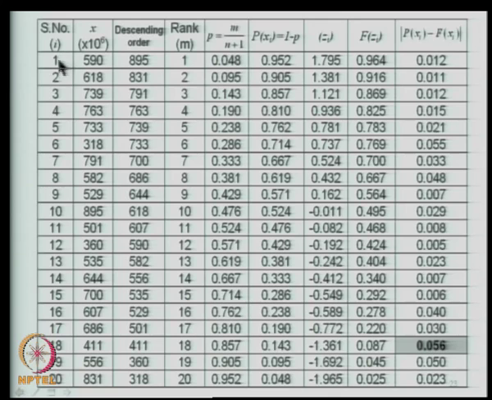Now, this is i equal to 1 to 20, there are 20 values. These are the x values, which are the actual available data series. We arrange this data in descending order. So, this is the descending order series, 895 highest, 831 and so on. We assign ranks 1, 2, 3, 4, etc. The highest value gets rank number 1, the lowest value gets rank number 20. We calculate the Weibull probability, p is equal to m divided by n plus 1, where m is the rank here, and n is the number of values, which is 20.